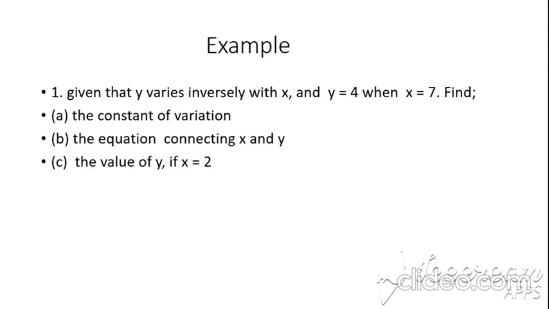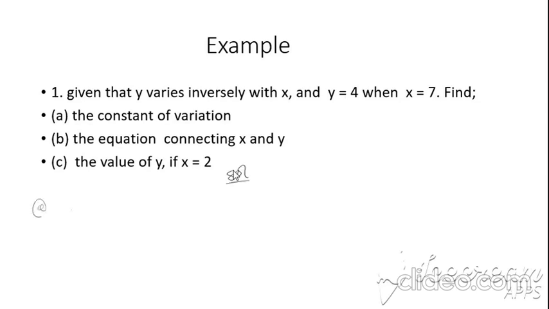Okay, now let's do an example so that you can understand. Given that y varies inversely with x and y is equal to 4 when x is equal to 7, find the constant of variation. So how can you find the constant of variation, or in other words, how can we find k? So let's do it. Solution.